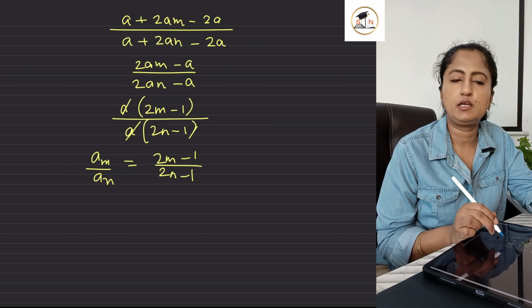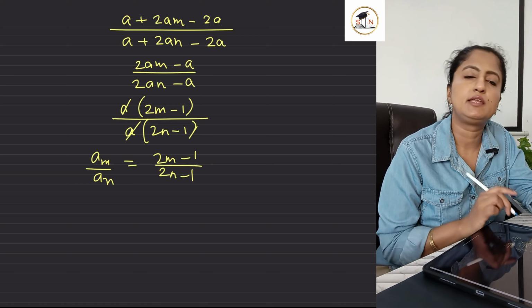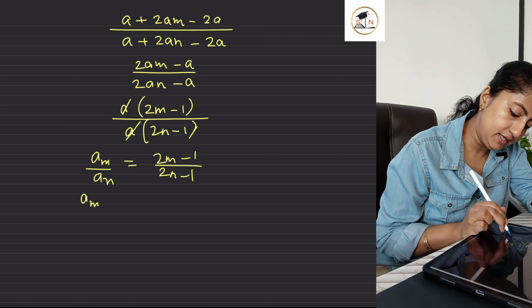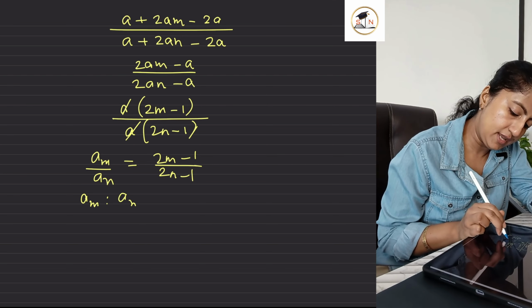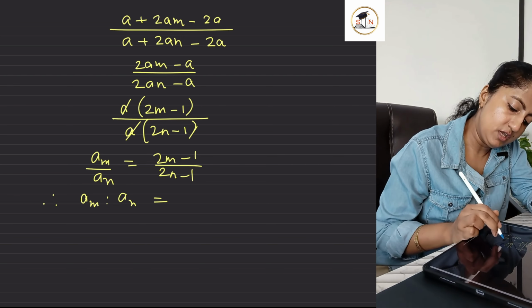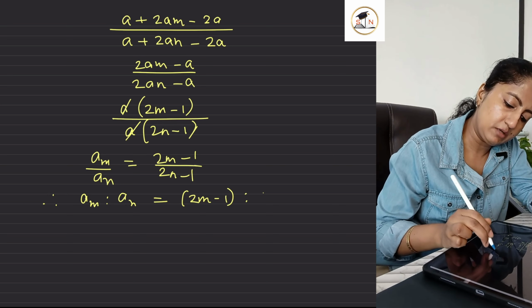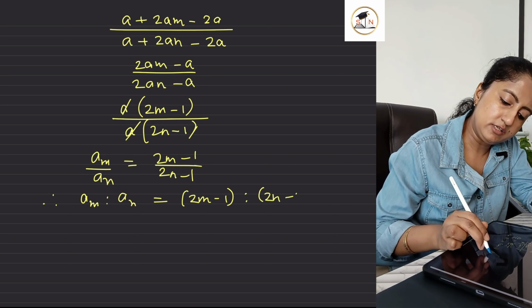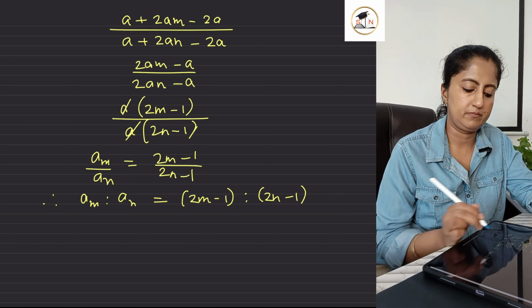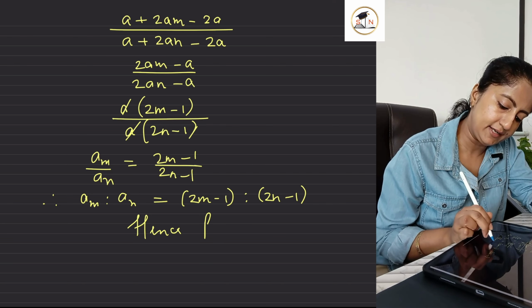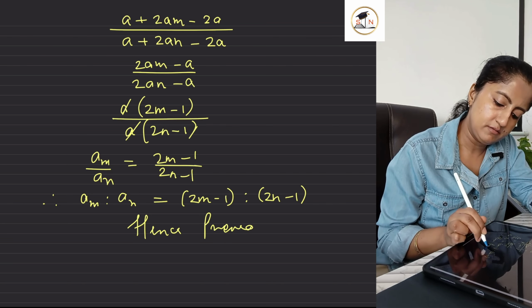What I have written over here is in the fraction form. They had asked for the ratio at the end. So we need to conclude accordingly: am is to an equals, use brackets over here now when you are talking about the ratio, 2m minus 1 is to 2n minus 1. So here we got the final answer. And at the end, conclude by writing hence proved.